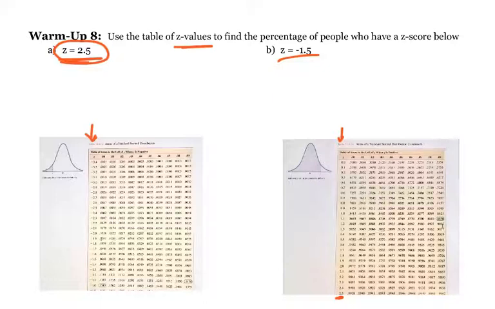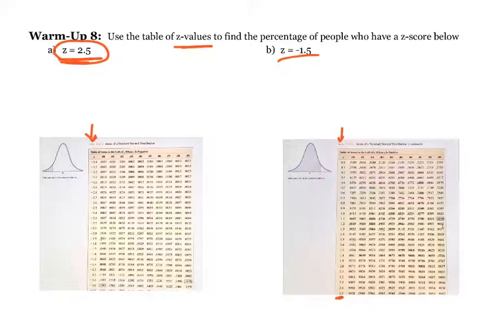On the top, it has the additional decimal places. So is this 2.50, 2.51, 2.52, 2.53, etc., all the way until 2.59. So we first have to look in the first column, but then we have to look at this first row and figure out what we're looking for.